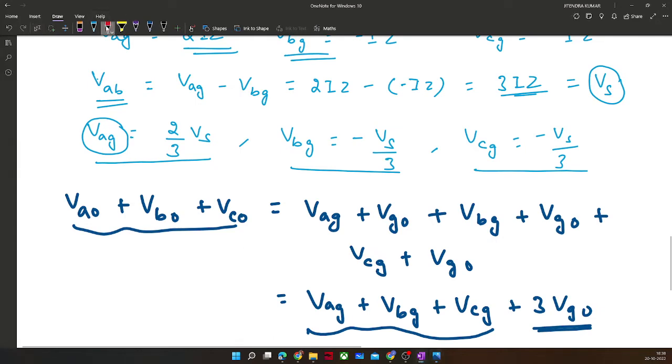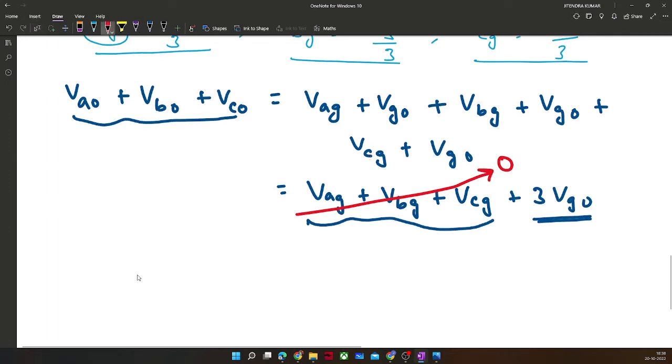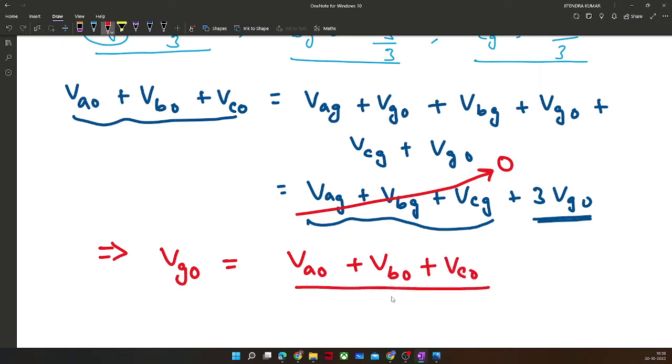Again, one basic information will come in use. If the load is balanced, it will come out to be 0. Agree? Yes, sir. Fine. Then we have computed VG0 in terms of VA0 plus VB0 plus VC0 by 3. Okay. Now we know VG0.